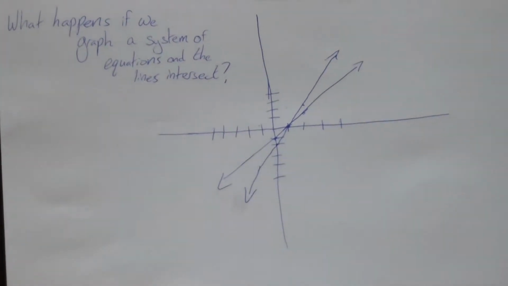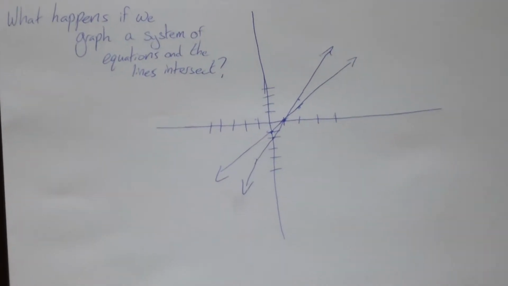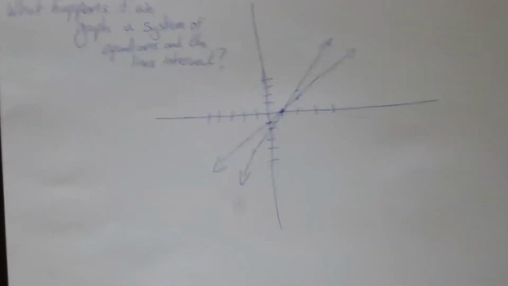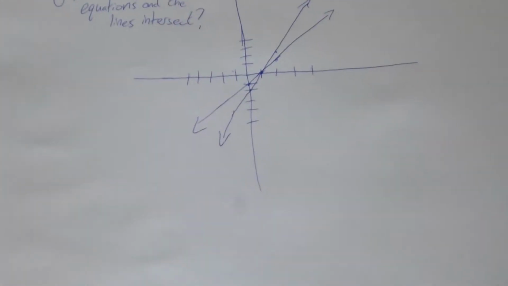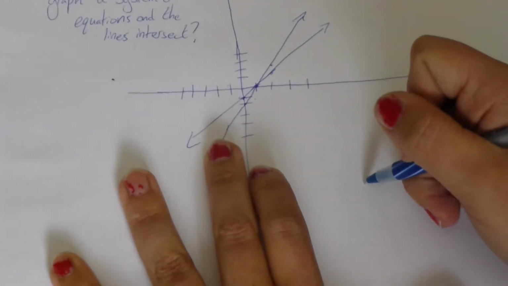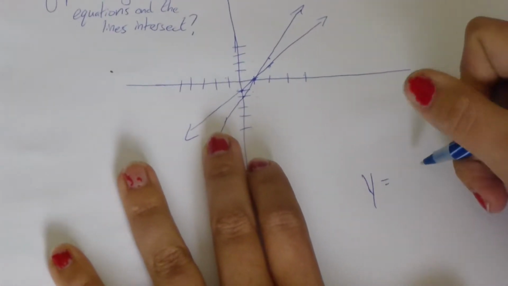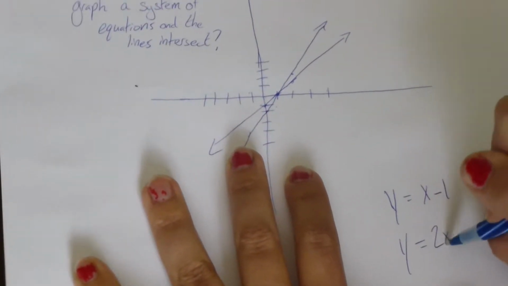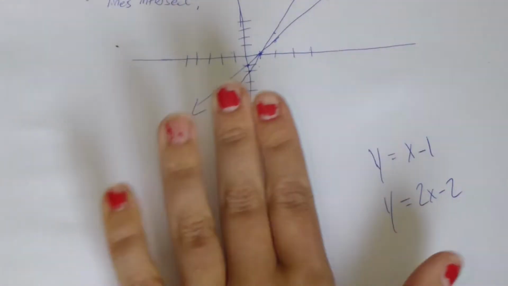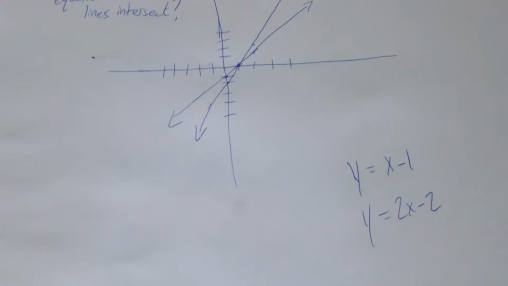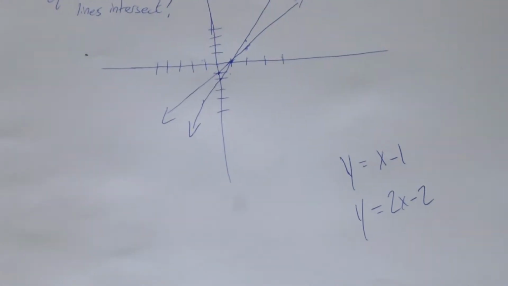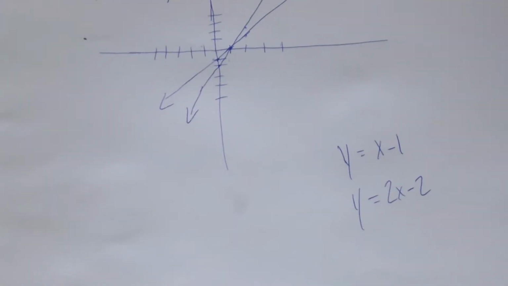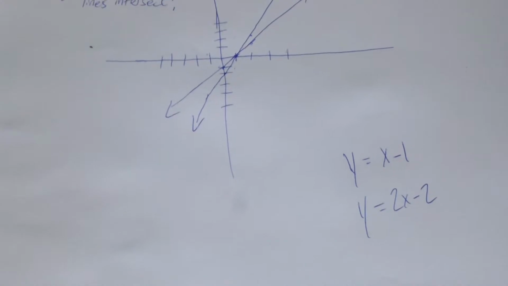Alright, today we'll be solving systems of two linear equations with two variables, and then we'll estimate the solutions by graphing the equations. So the question is, what happens if we graph a system of equations and the lines intersect? For example, we have y equals x minus 1 and y equals 2x minus 2.